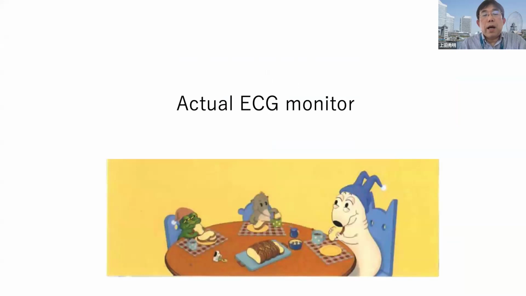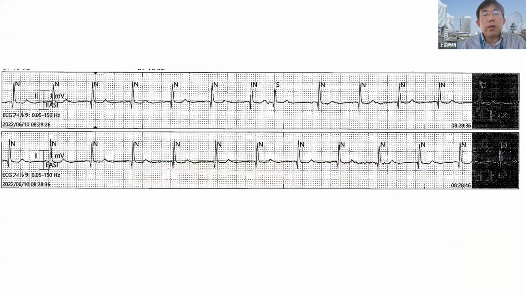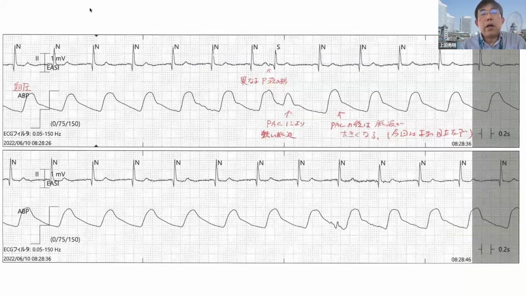I would like to talk about the actual ECG monitor. Here there's a very typical ECG strip. And here we can see an abnormal P wave. Because of the PAC, we can see the blood pressure line is a little bit narrower than the normal pattern. This is only from the saturation monitor. We can record the pulsations and the ECG patterns.